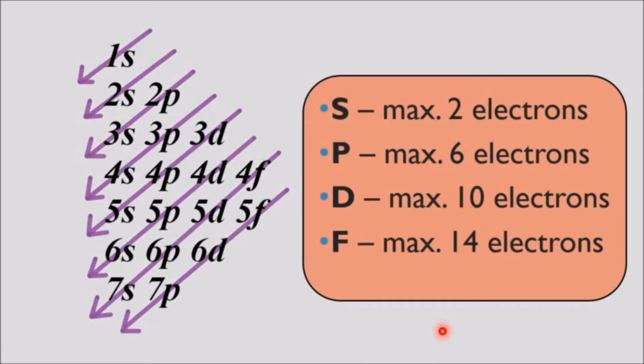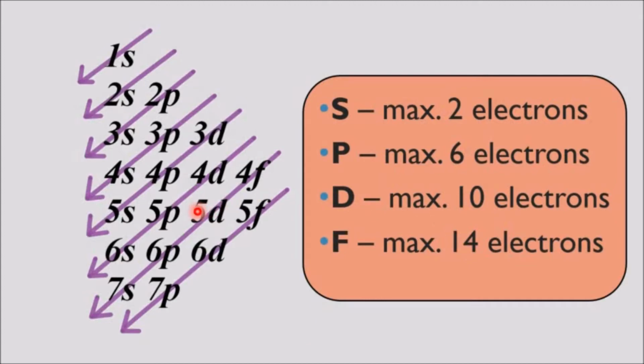So another guide. We know already that we have a total of 4 orbitals, namely the s orbital, p orbital, d, and f orbitals. Now each orbital could only hold certain amounts of electrons. So the s orbital could only hold a maximum of 2 electrons, p orbital could hold 6 electrons, d orbital could hold 10 electrons, and f orbitals could hold 14 electrons.